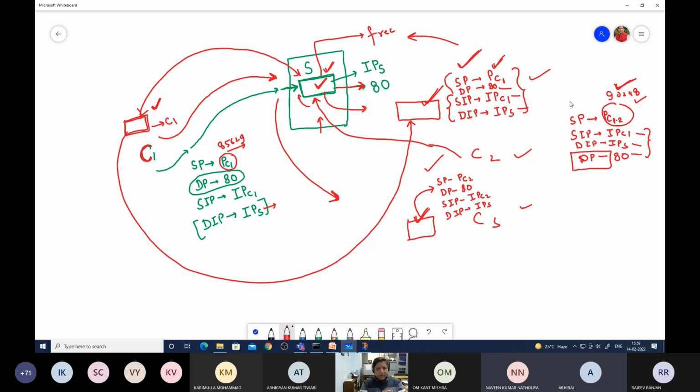Now suppose I ask you a question, if anybody can answer, say Karimullah, suppose a TCP server is there and currently it is supporting 500 simultaneous connections. How many sockets would be there at the TCP server?